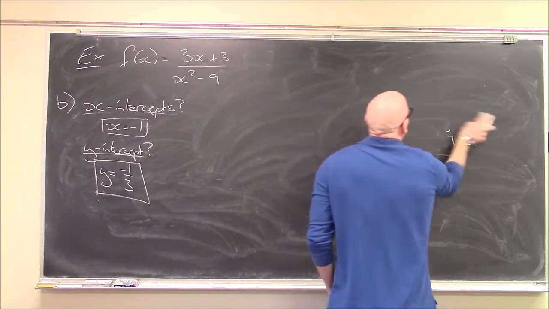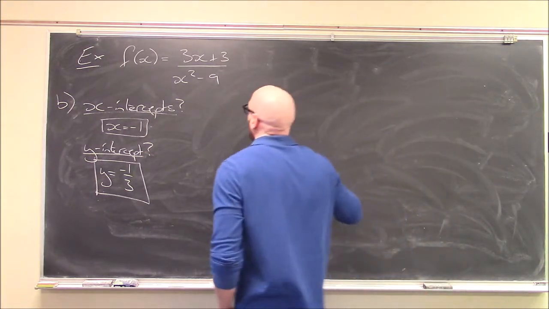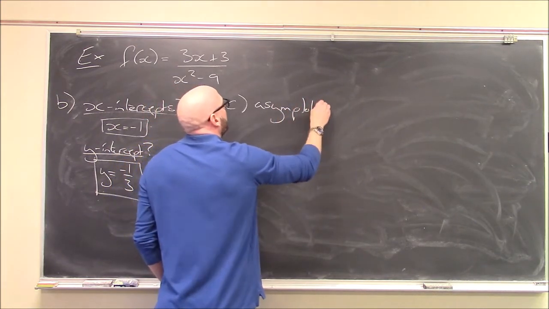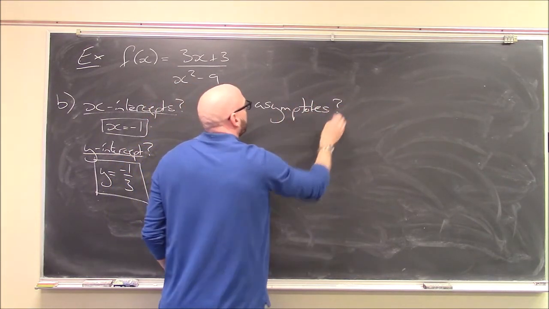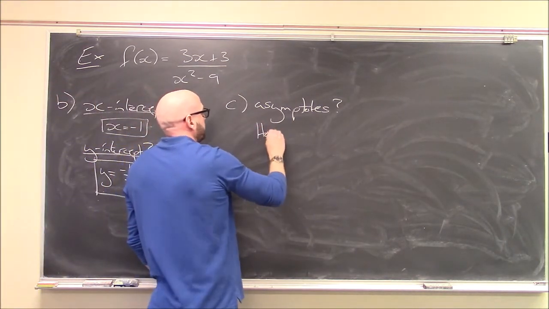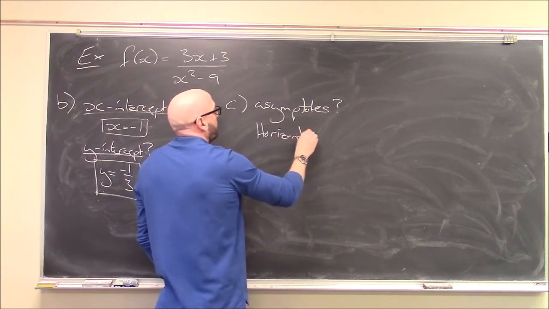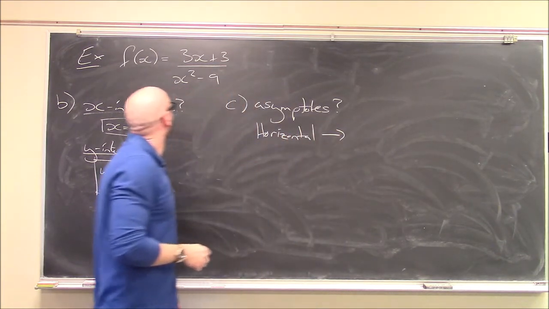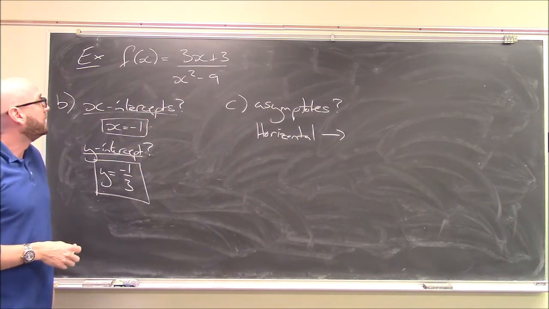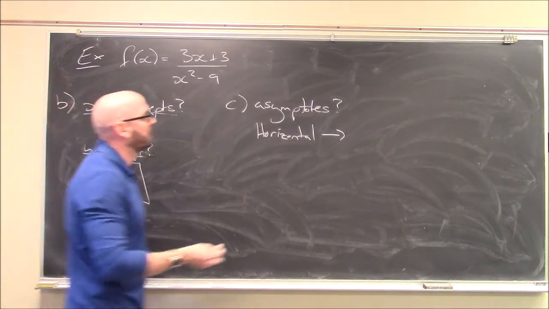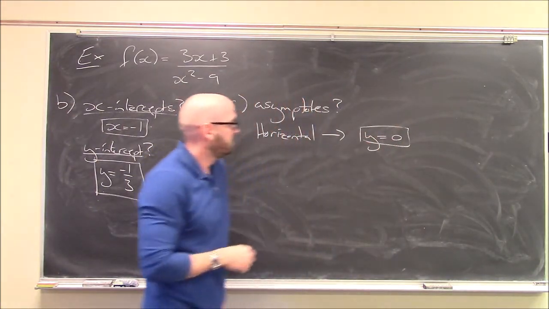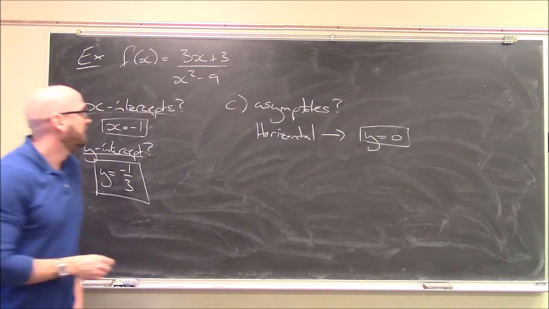C, let's find asymptotes. What are the asymptotes of this function? So horizontal. Do we have one? The degree of the top is 1, the degree of the bottom is 2. The degree of the denominator is bigger, so this means yes, we do have a horizontal asymptote, and it's the case where y is 0. It's the x-axis itself.